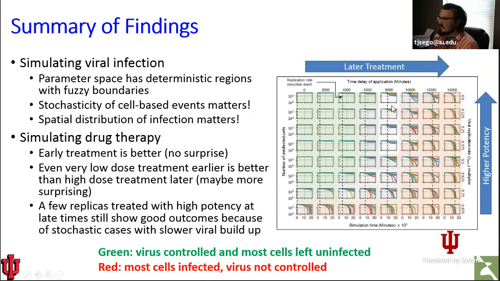The time of application of the drug therapy for each of these simulation replicas and parameter sets is shown with the dashed line. You can see moving from left to right, that to the left we have very early treatment at the exact moment of infection, whereas to the far right we have very late infection. And then moving from bottom to top, at the very bottom row is the weakest treatment, meaning the weakest reduction in the Rmax coefficient. And then moving up to the top row, this is the strongest drug therapy, having the highest potency.